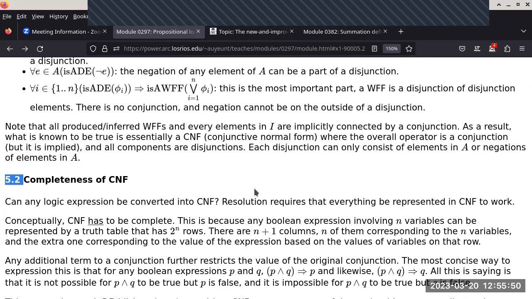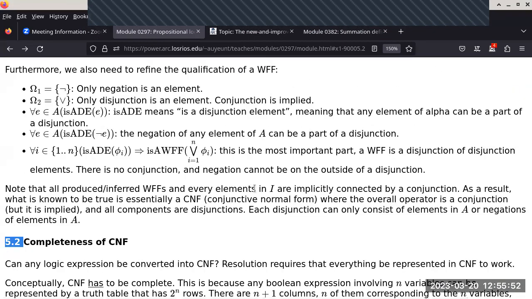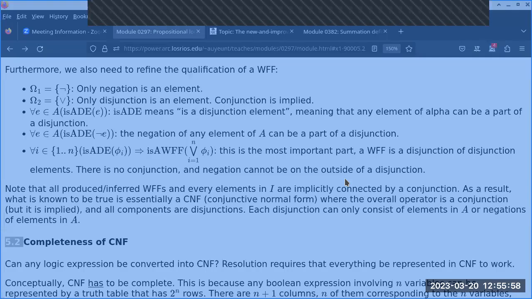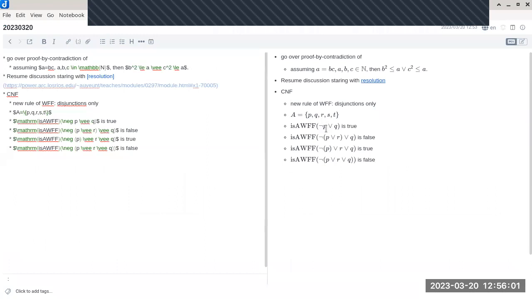So let me ask you this question. Why do you think we want to convert everything to this particular format? Let me go back to here. Why do we want to convert everything into something that looks like this or something that looks like this?